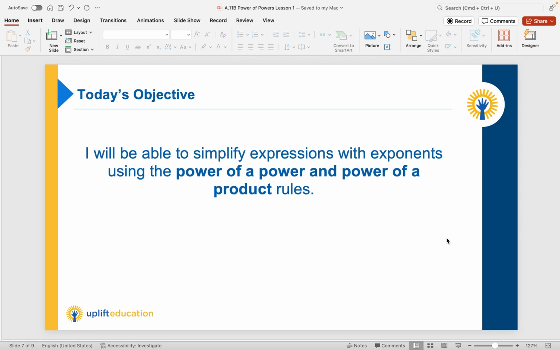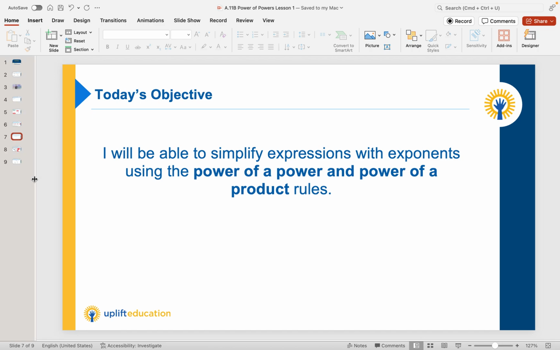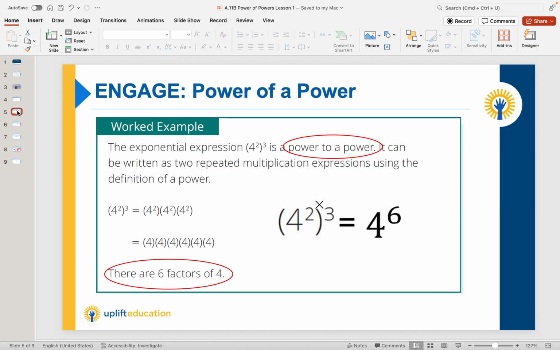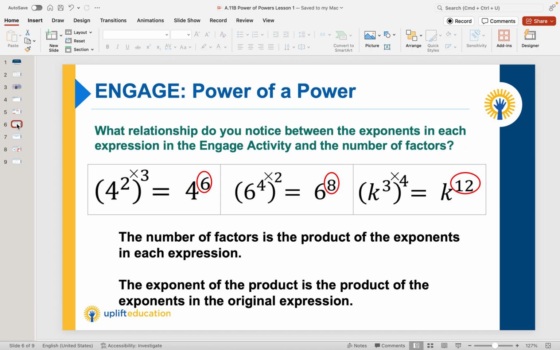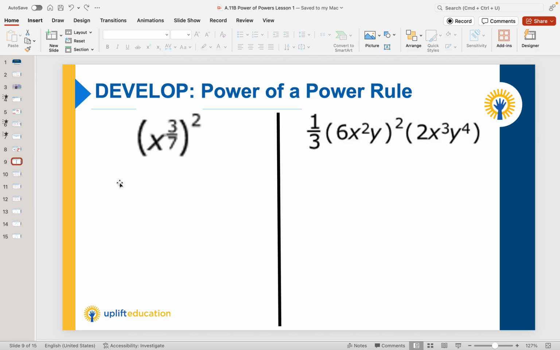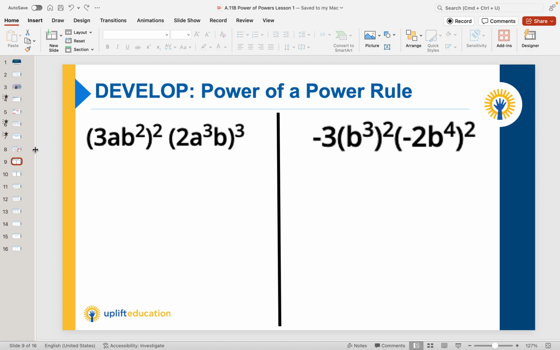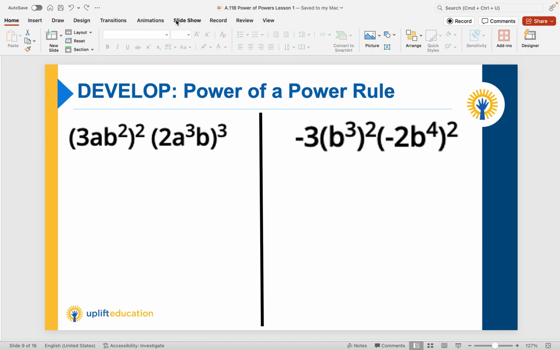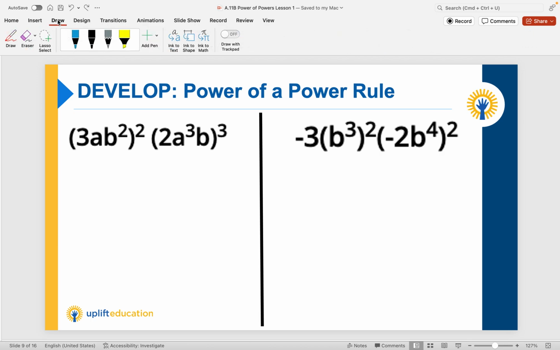All right, so let's go ahead and look at our first example here. And here's our first example. Sorry about that. All right. We have 3ab squared, all squared, times 2a to the third power b to the third power. All right, so we're going to go ahead and dissect this first by doing this portion here.